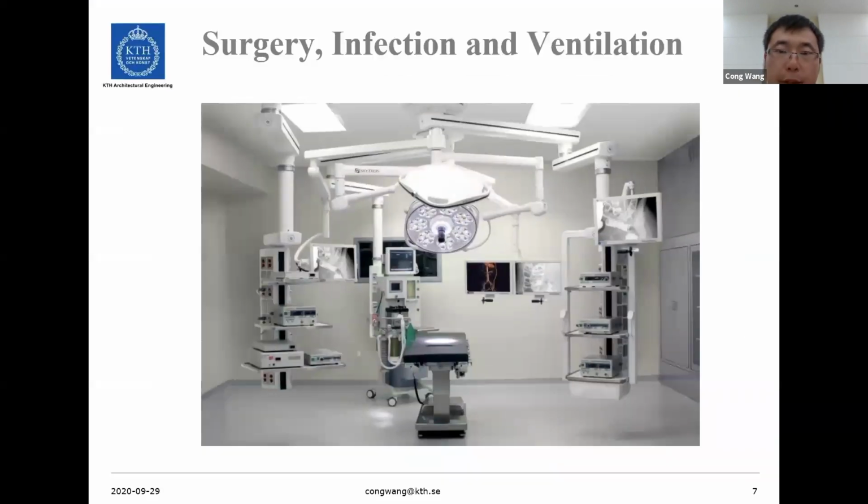Okay, let's get on to the topic, operating room ventilation. We know that operating rooms are used for performing surgery, and one of the main risks in surgery is infection. Therefore, operating room ventilation is very necessary to ensure a good environment to prevent infection.